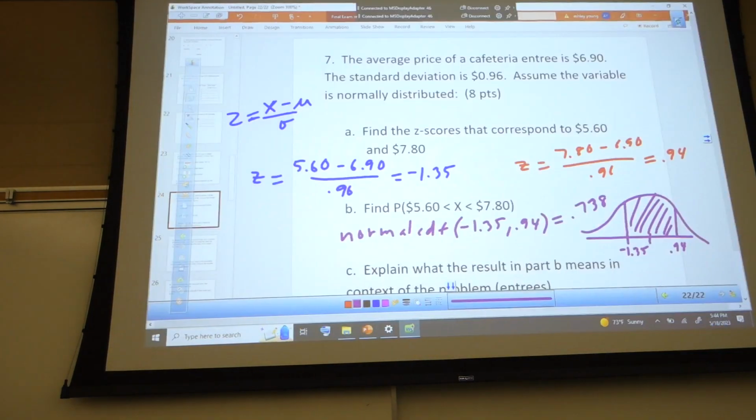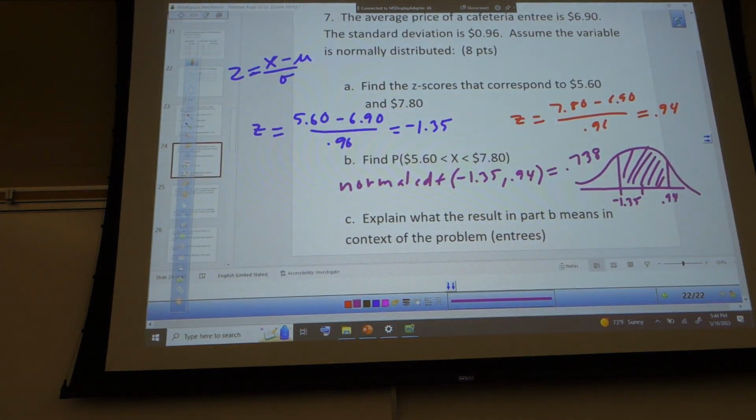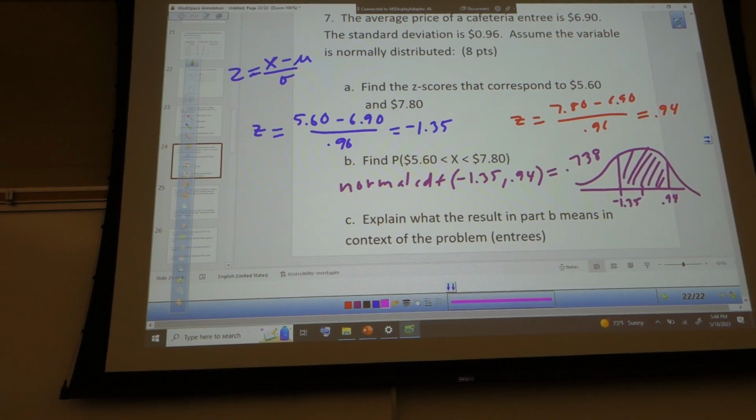So the last question is, what does that 0.738 mean in the context of entrees? Anyone? Talk to your neighbors for a second. Find your neighbors, chat for 30 seconds.